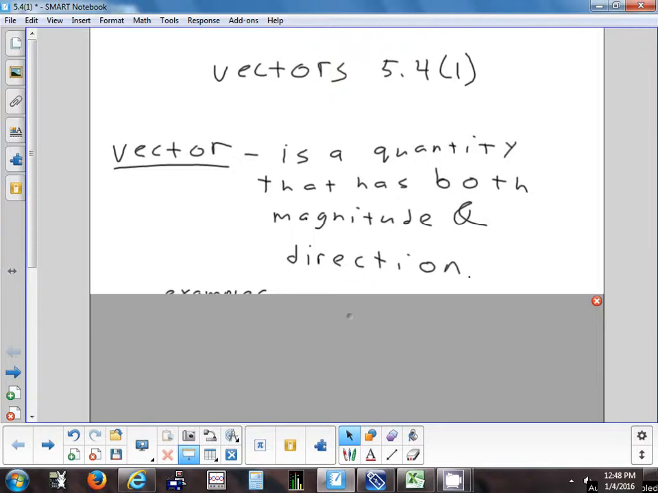Okay, so if I wanted to model the path of like an airplane flying, I can't just tell you it's going 500 miles an hour. I need to tell you the direction too. Those two things together tell you its path, its speed, and its direction.